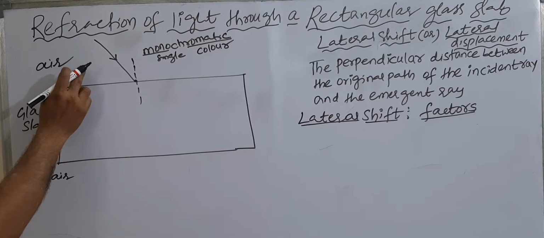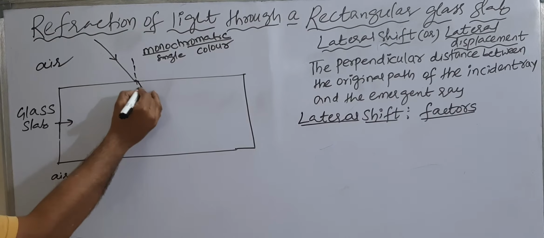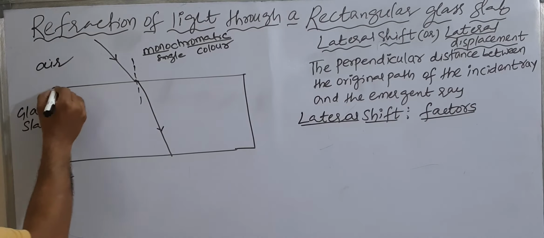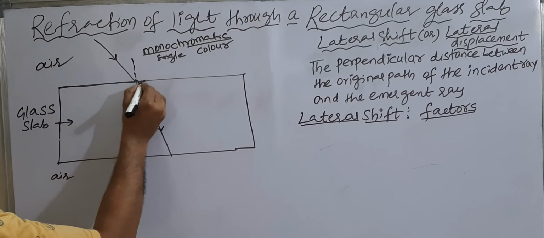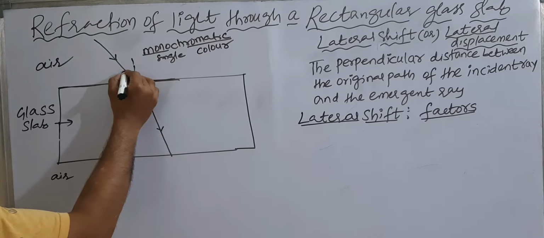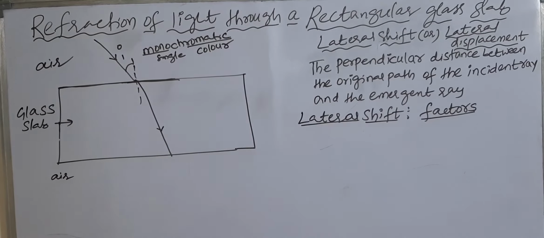Now, see, a light ray is traveling from air to glass. Air to glass means rarer medium to denser medium, so it bends towards the normal. For this surface, this is the incident ray, so it makes an angle with the normal. This angle is I. Here I is the angle of incidence.